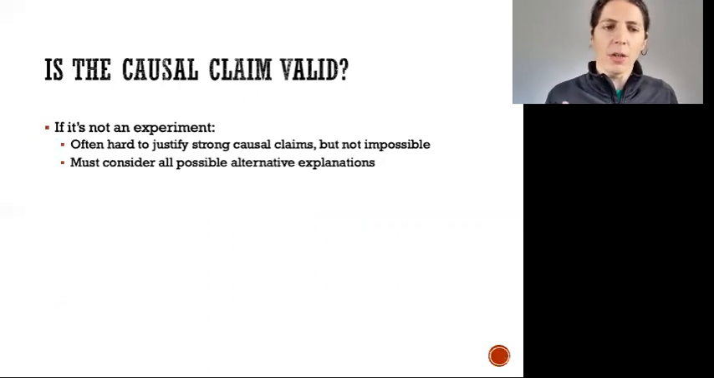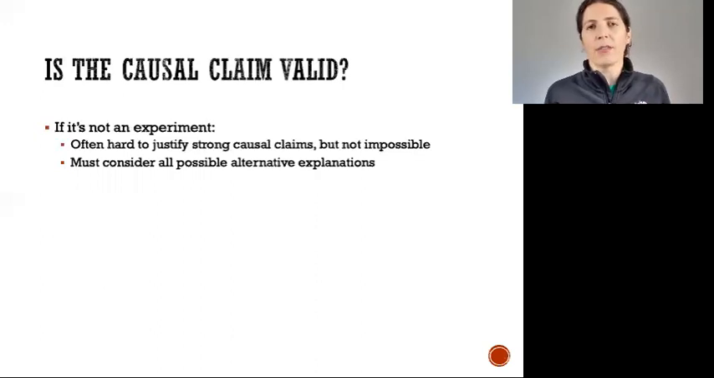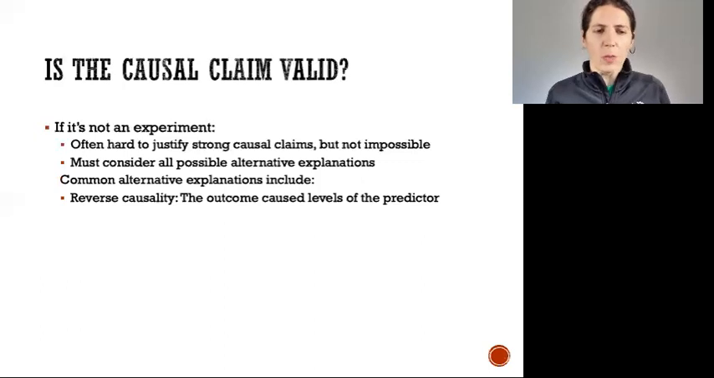So we have to consider all possible alternative explanations. And when we're not in the context of an experiment, when we didn't manipulate the predictor variable, all of a sudden there are many, many more possible alternative explanations. So what are some common alternative explanations? One is reverse causality. If you observe an association between X and Y, it's possible that X caused Y, but one alternative explanation is that Y caused X.